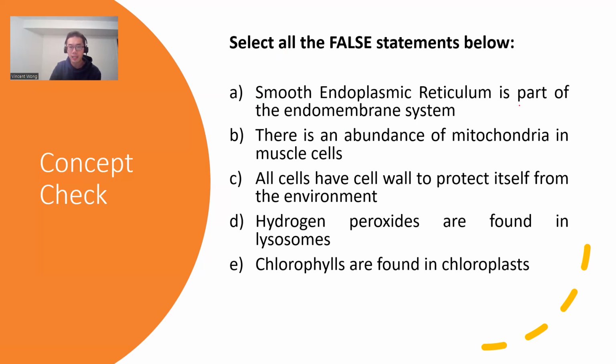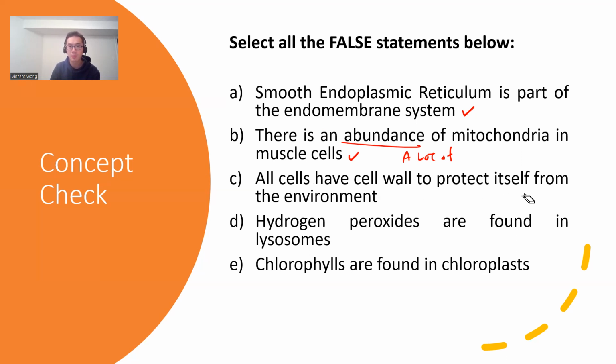Smooth ER is part of the endomembrane system. That is correct. Remember, the endomembrane system includes the rough and smooth ER, the lysosome, the Golgi, and the nuclear envelope. There is an abundance of mitochondria in muscle cells. That is true. Abundance means a lot of. Muscle needs to contract all the time. It needs a lot of energy.